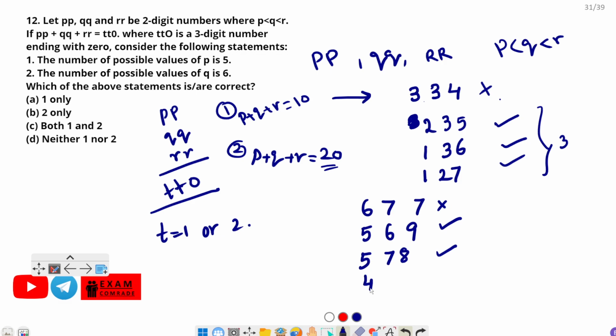We can write 4, 7, 9. 4 plus 9 is 13, plus 7 is 20. 4, 8, 8 is not possible. So how many values did we get so far?